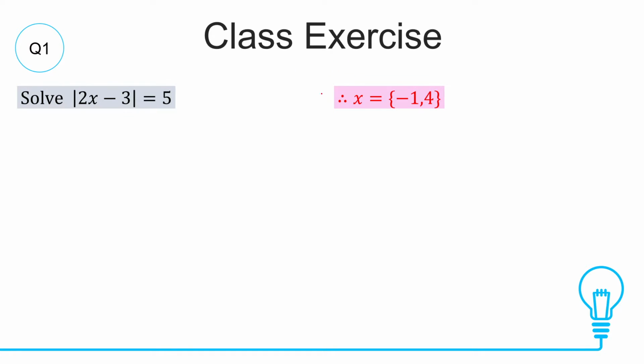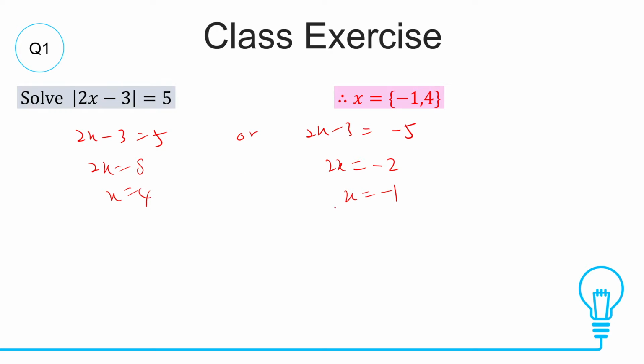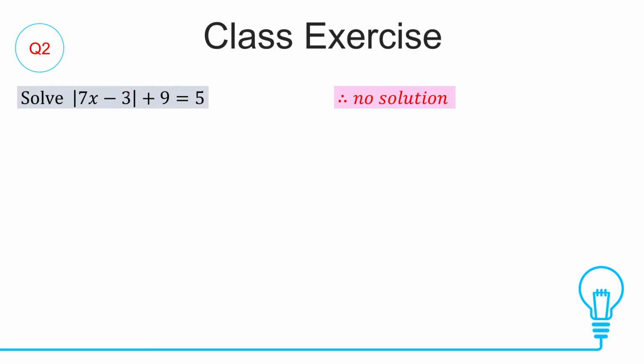Okay, so let us look at this exercise. Absolute 2x minus 3 equals 5. So only one absolute. So 2x minus 3 equals 5, or 2x minus 3 equals negative 5. So I can break the absolute. This one I shifted, 2x equals 8, x equals 4, and 2x equals negative 2, x equals negative 1. Actually you can leave your answer in this way, or you can combine them back into this one. And remember, over here is a curly bracket.